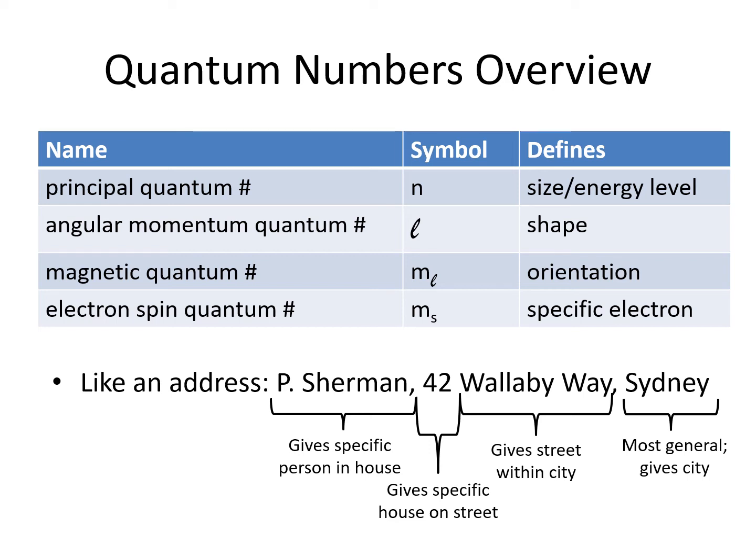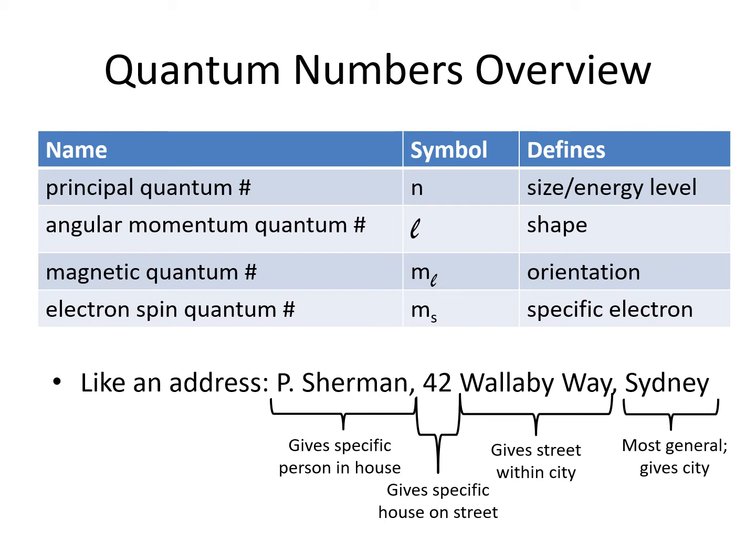There are 4 different types of quantum numbers that go into the Schrödinger equation. They tell us the address of an electron within the atom. I'm going to use the address from Finding Nemo as an analogy. P. Sherman, 42 Wallaby Way, Sydney.